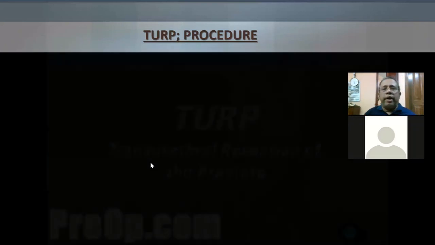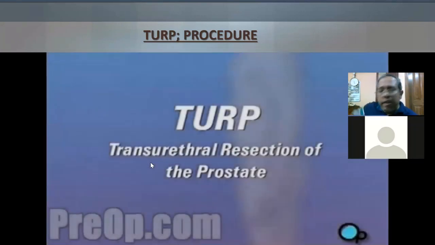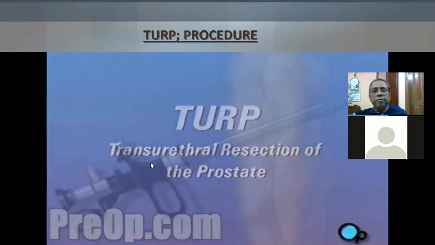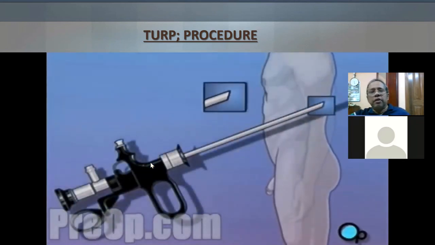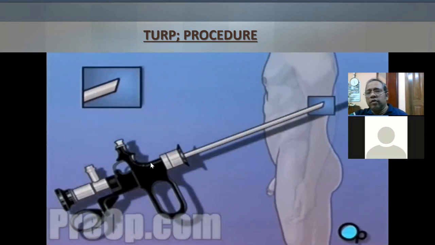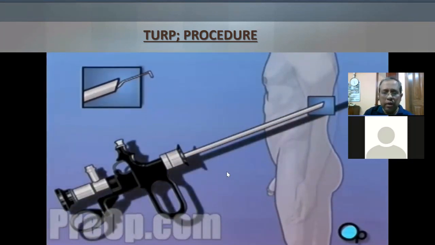Now, your doctor has recommended you undergo a transurethral resection of the prostate, or TURP. But what does that actually mean? TURP is designed to relieve symptoms by reducing the size of the prostate. It is also a diagnostic procedure. Tissue is removed during a resection of the prostate.